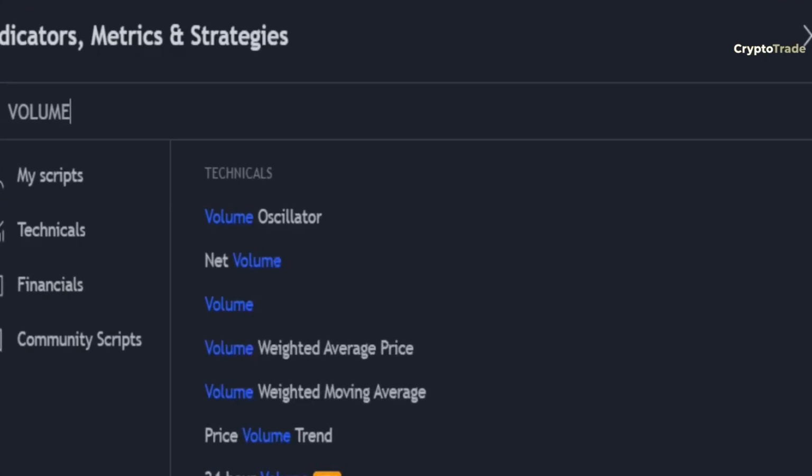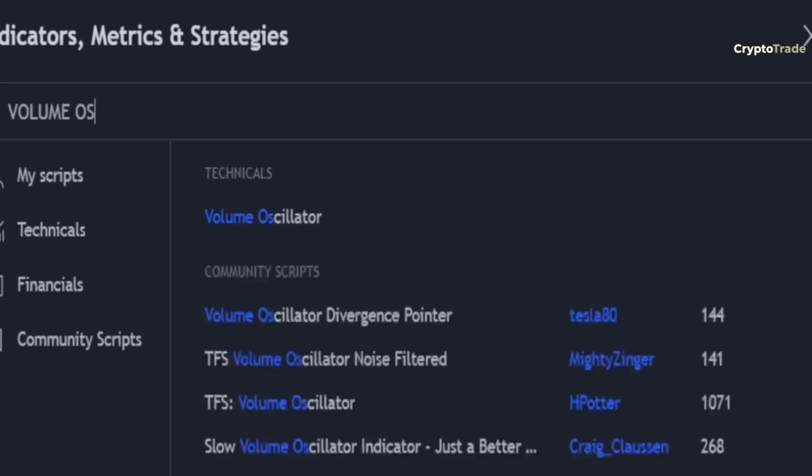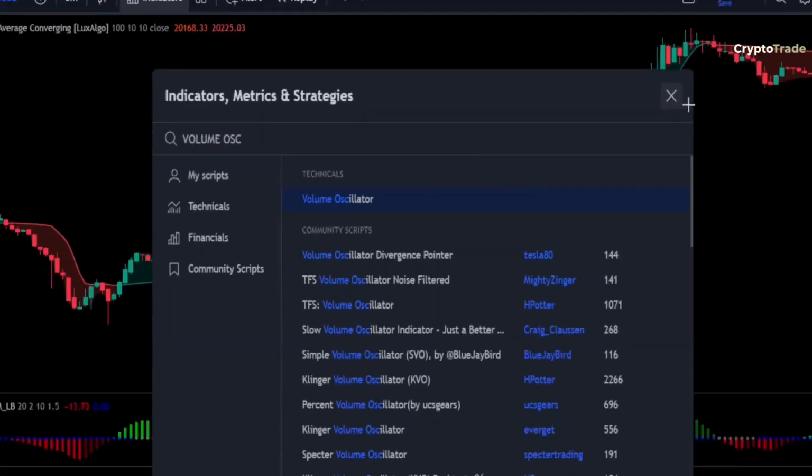To add the third and last indicator to the chart, open the indicator search bar in Tradingview and type Volume Oscillator. Select the indicator as shown in the video. Keep it at the default settings.